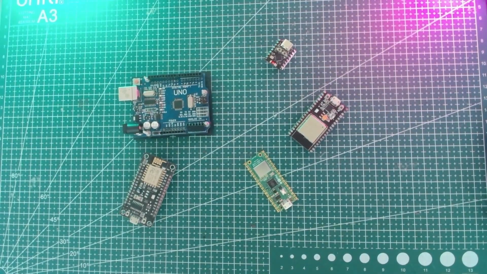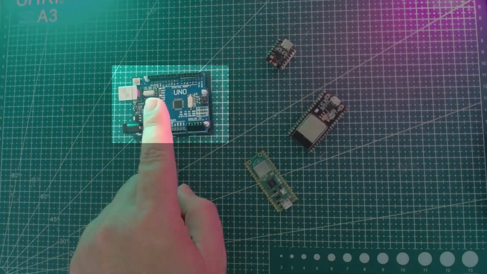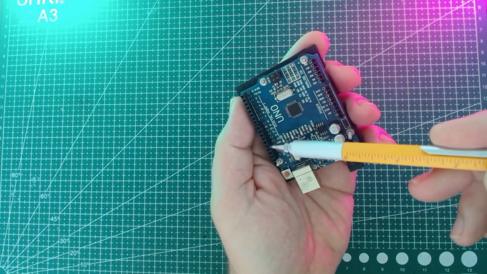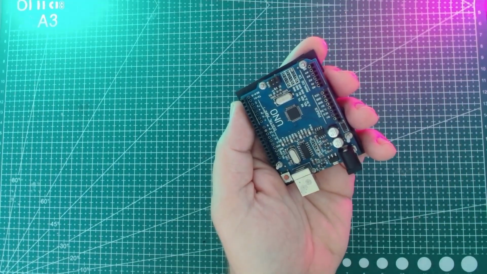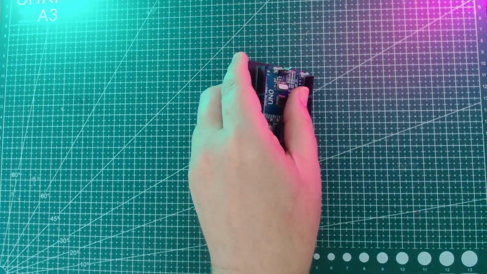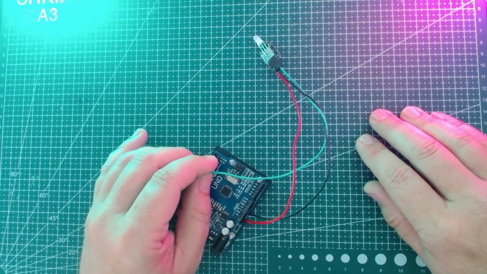One of these is not like the other, and that is the Uno. The Uno has 5-volt I/O, but what does that mean? The I/O are sockets on the side of the board here. For the ESP, they are pins usually, but on the Uno and some other Arduinos, they are sockets, so you can easily add shields. This is where we plug in our sensors and switches.